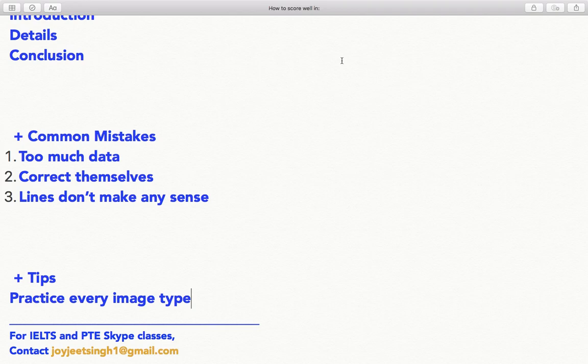Guys, at the end of the day, it is all about practice. If you want to score well in speaking, practice as much as you can. Nothing would get you more scores in speaking than just speaking. So keep speaking, keep talking, practice your general English, and practice this as well.